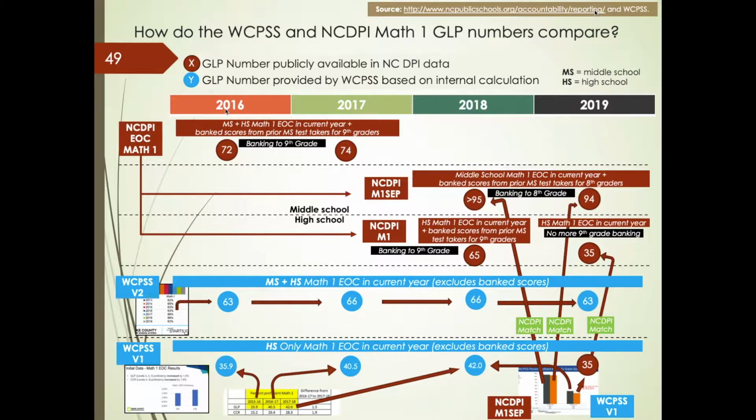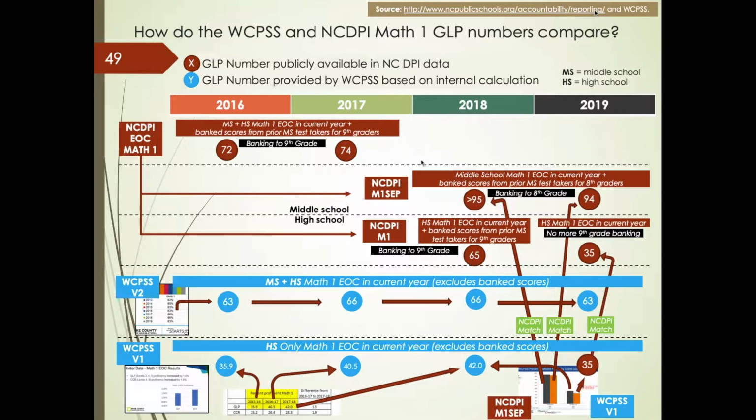Back on the previous presentation, part 2, I talked about the evolution of the Math 1 metrics and how it was recorded at the DPI. So if we look back at 2016, we had the North Carolina DPI Math 1 metric that you can read in the spreadsheets from DPI, and what you saw there is middle school and high school Math 1 EOCs in the current year, plus bank scores from prior middle school test takers for 9th grade. So whenever you saw the numbers for 2016 and 17, for Wake County, we saw a 72 and a 74 in that data set.